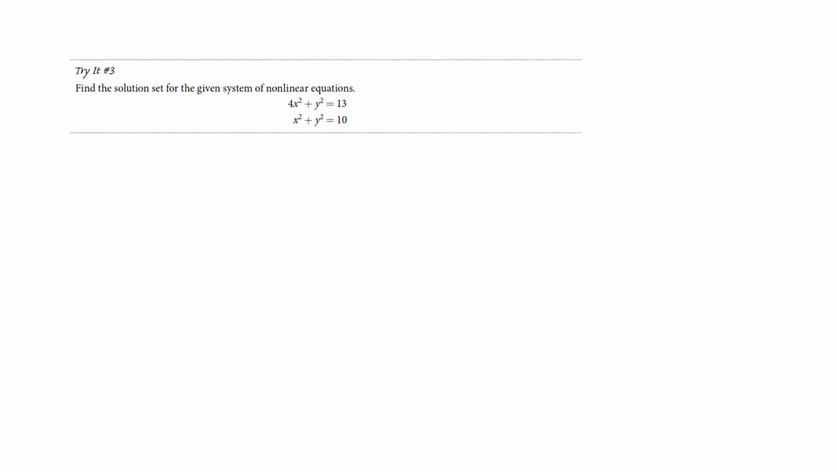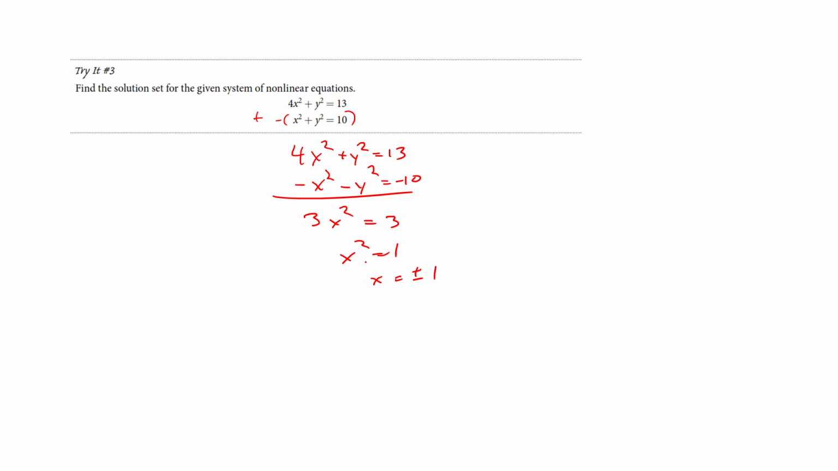All right, let's try one more here. If you see, I'm looking to turn this into an elimination problem, a big addition problem, but what I'm going to do, I'm going to run a -1 through that bottom equation. So now I'm going to have 4x squared plus y squared equals 13. I'm going to get -x squared - y squared equals -10. So I combine these, I get 3x squared equals 3, x squared is 1, x is plus or minus 1. So if I square root that, I'm going to get plus or minus 1.